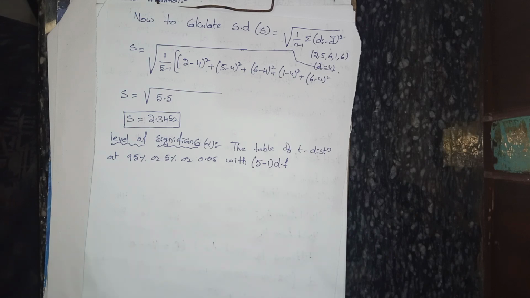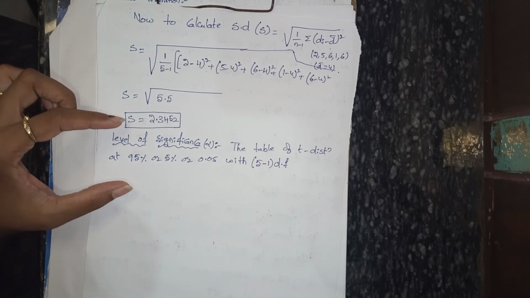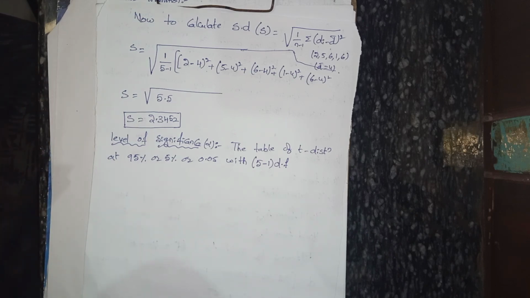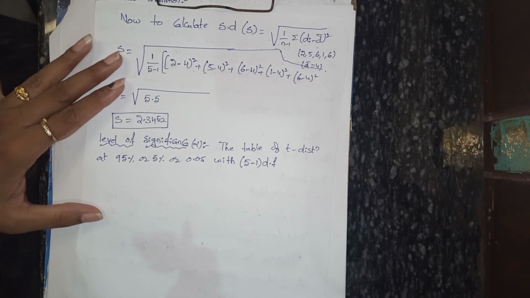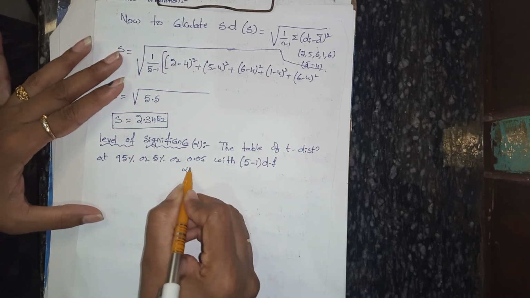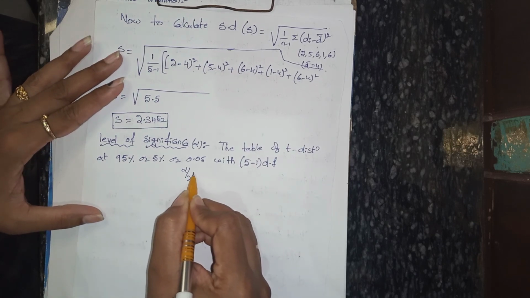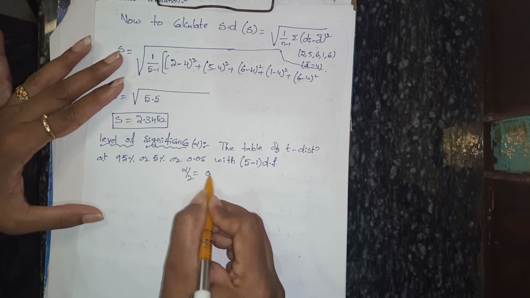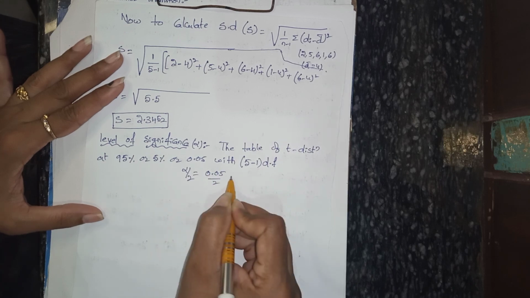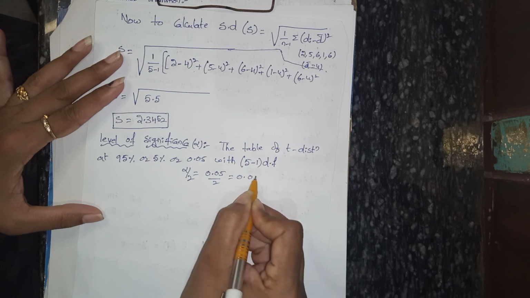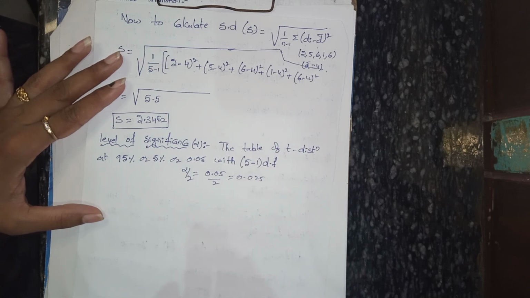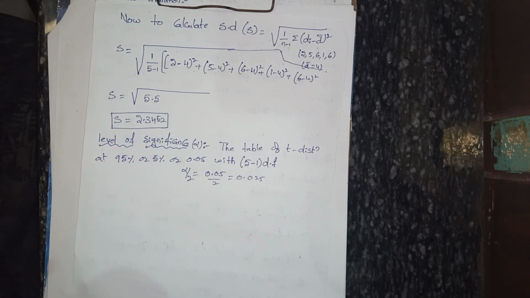See here, we are going to take the two-tail test value. T distribution, two-tail test value we are going to select. Two-tail in the sense here alpha by 2. That means here we are going to select 0.05 by 2, that equals 0.025. Why do we have to select alpha by 2?